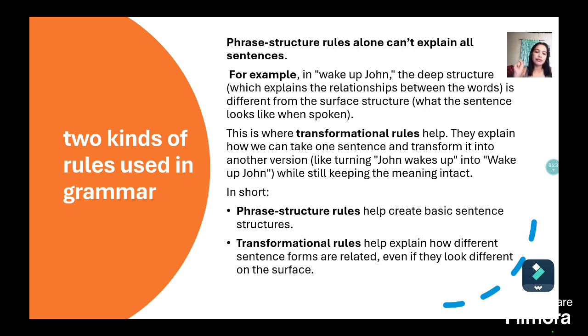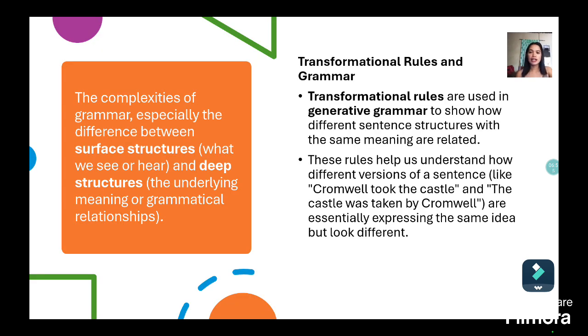So in short, phrase structure rules help create basic sentence structures, while transformational rules help explain how different sentence forms are related even if they look different on the surface. Now, in the next slide, we're going to discuss the complexities of grammar, especially the difference between surface structure, what we see or hear, and deep structure, the underlying meaning or grammatical relationship.